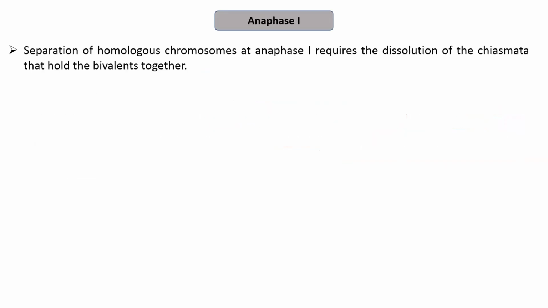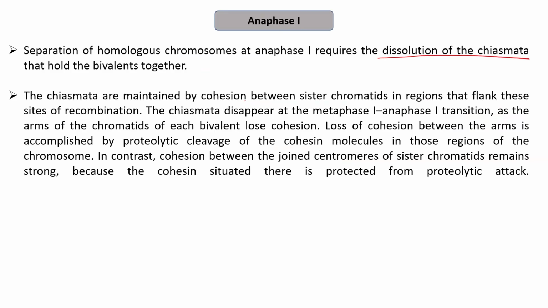The next is anaphase 1. The separation of homologous chromosomes at anaphase 1 requires a dissolution of the chiasmata. The chiasmata are maintained by the protein cohesin. This cohesin is present between the sister chromatids in regions that flank the sites of recombination. The chiasmata disappear at the metaphase 1 to anaphase 1 transition, and the arms of the chromatids lose cohesion. The loss of cohesion between the arms is accomplished by the proteolytic cleavage of the cohesin molecules.